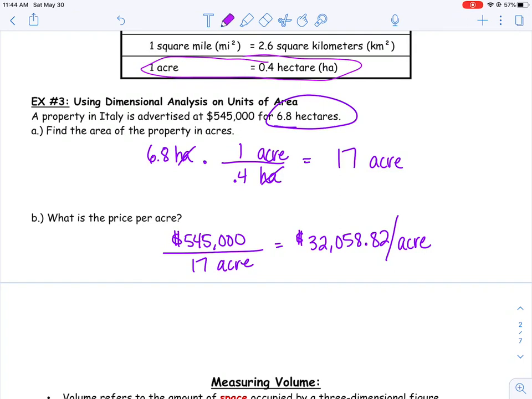Making sure that you have it labeled. I always use units to guide me. I knew that it wanted price per acre, so price needed to be on top and acres needed to be on bottom. So I could have dollars per acre in my final answer. Using units to guide you helps you stay organized and helps you start with where you're at and figure out where you need to be in the end. Making sure you know how to convert all the different pieces of area. We'll talk about volume in the next video.